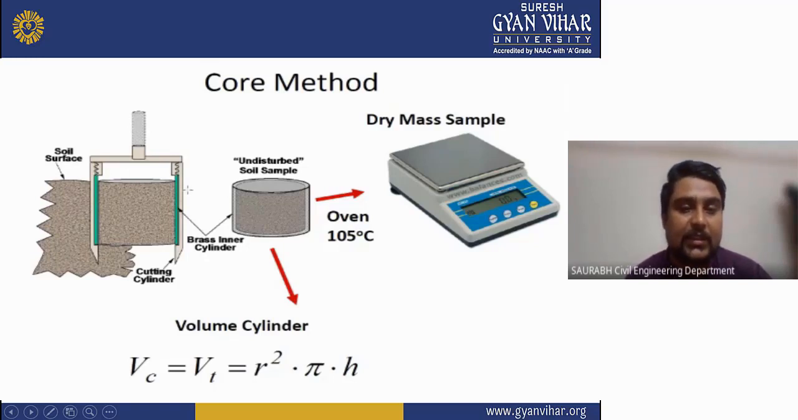As you can see here, that is your cutter, and from this cutter we have to take the sample like this, which will be an undisturbed soil sample. Then it will go in the dry oven at 105 degrees Celsius. After that, we do the weight of this soil sample, and we have to remove the moisture content.